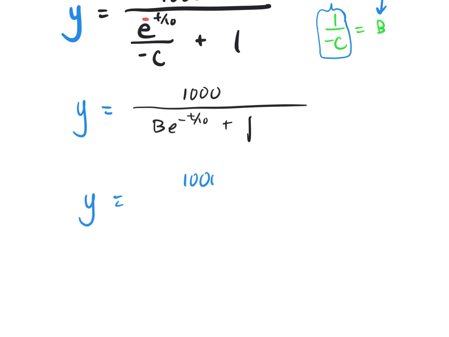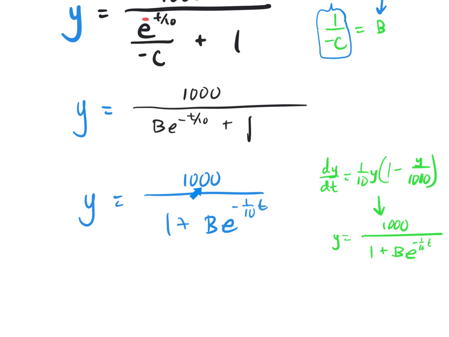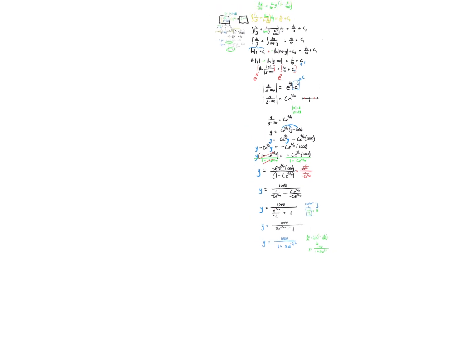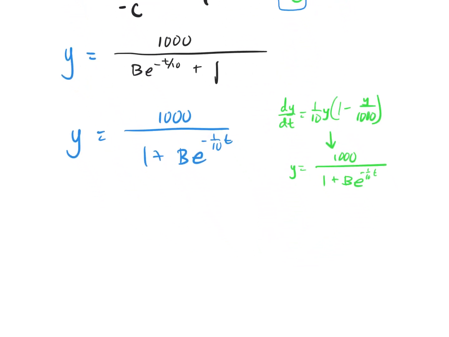We have the maximum value over 1 plus some constant times e to the -1/10 times t, where 1,000 is the maximum value and 1/10 is k, because the form was the maximum value over 1 plus some constant e to the -kt. So if we didn't have to solve it with separation of variables, we could have gone straight from the differential equation right to the solution for y. But if they ask you to solve with separation of variables, then we're going to have to do all that work. And we still have to find b.